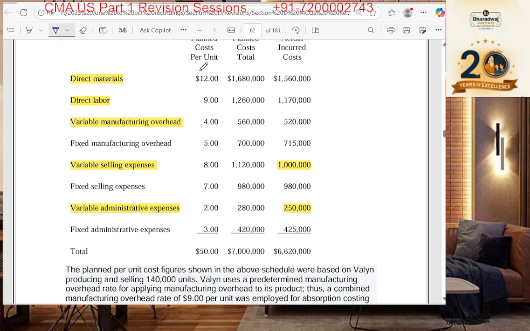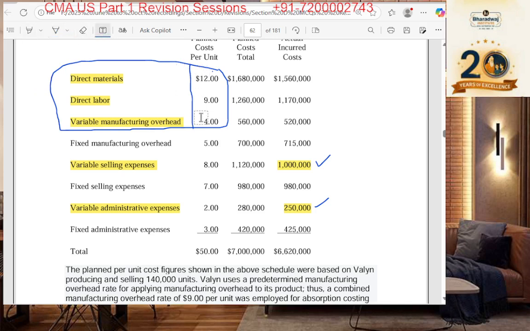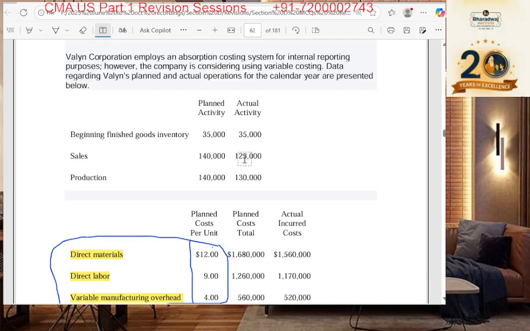Actually, we charge the value of the product based on marginal costing. And these expenses are directly charged against income. Inventory value depends upon the planned cost. What is the planned cost? 12 plus 9 plus 4, which is 25. Why planned cost? Always in absorption costing we work out the value of inventory based on planned cost.